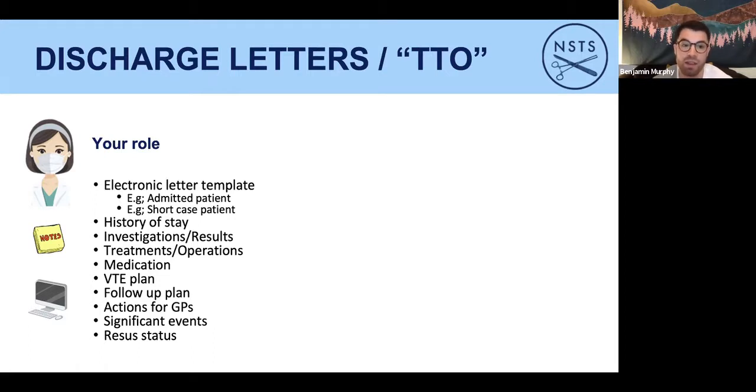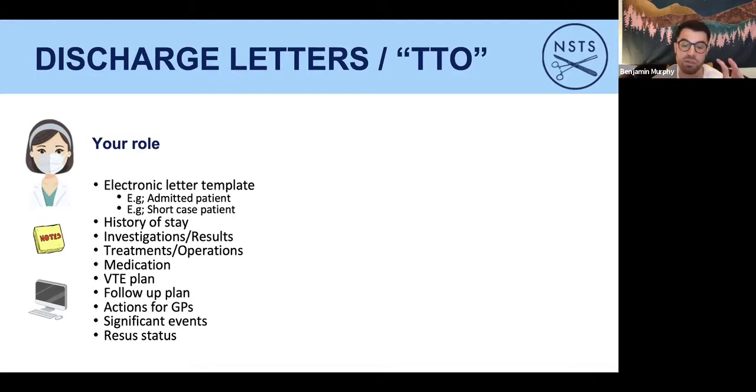Within that letter, you'll usually have sections like their history of stay, so what's happened, what investigations and results have happened from their admission, what they've had done, what's been treated, what operations they have had, any medication changes that we've done to their meds on admission, what their VTE prophylaxis plan is for blood clots, any follow-up plan, any actions that the GP needs to be aware of, any significant events that have happened, and what their resus status is.